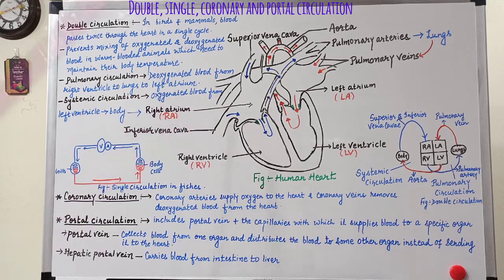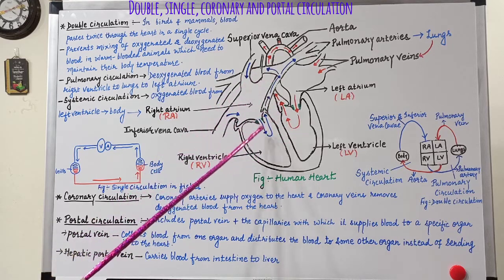We start our discussion with double circulation. This kind of circulation is found in birds and mammals, the groups of organisms which are warm-blooded, and these warm-blooded animals need to maintain their body temperature. So, it is needed that in their body oxygenated and deoxygenated blood should not be mixed.